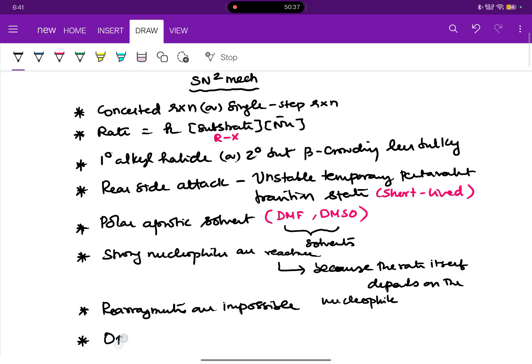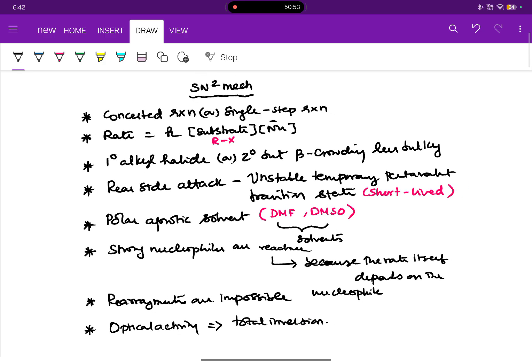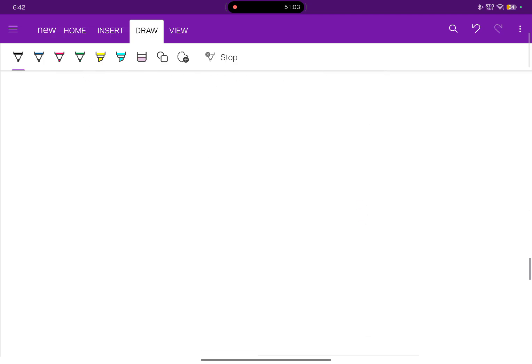Optical activity. Again, optical activity is beyond your scope now. So optical activity leads to total inversion. I'll talk about this total inversion and other things when I teach optical activity. Okay? Yes, sir. So have you made a note of all the points? Yes, sir. Shall I go for the reaction? Yes, sir. Super.